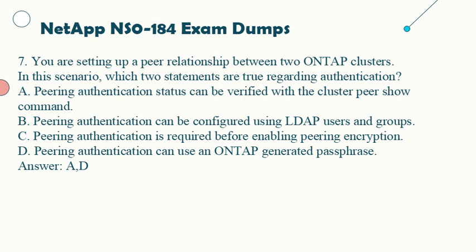7. You are setting up a peer relationship between 2 ONTAP clusters. In this scenario, which 2 statements are true regarding authentication? A. Peering authentication status can be verified with the cluster peer show command. B. Peering authentication can be configured using LDAP users and groups. C. Peering authentication is required before enabling peering encryption. D. Peering authentication can use an ONTAP-generated passphrase. Answer: A, D.